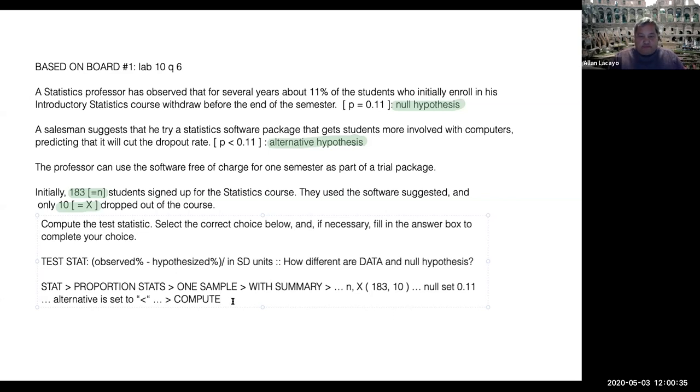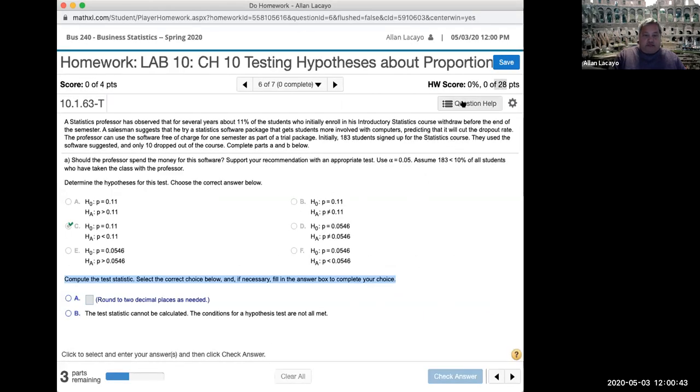So let me do that. So I'm going to do this step here. I go back to the lab, and I'm going to go to question help and go to StatCrunch. And in StatCrunch, I'm going to go to stat, proportion statistics, one sample, with summary. I'll hold it there, John, so that you can just take a photo if you want, or a snapshot.